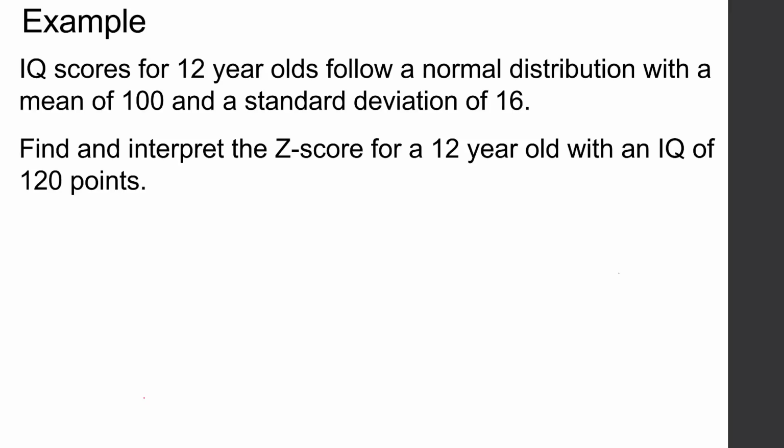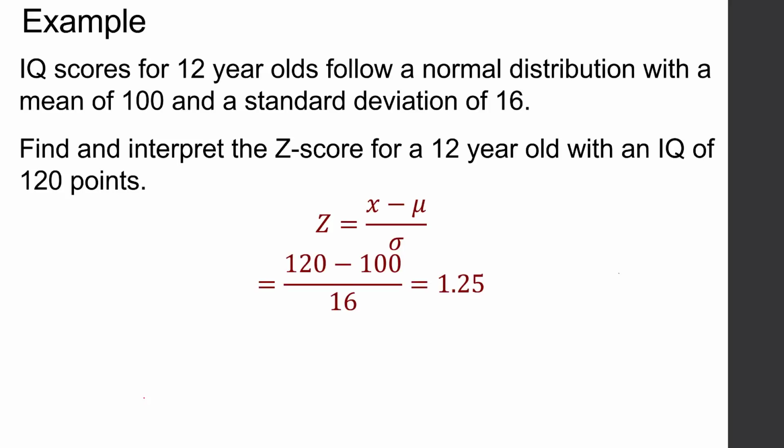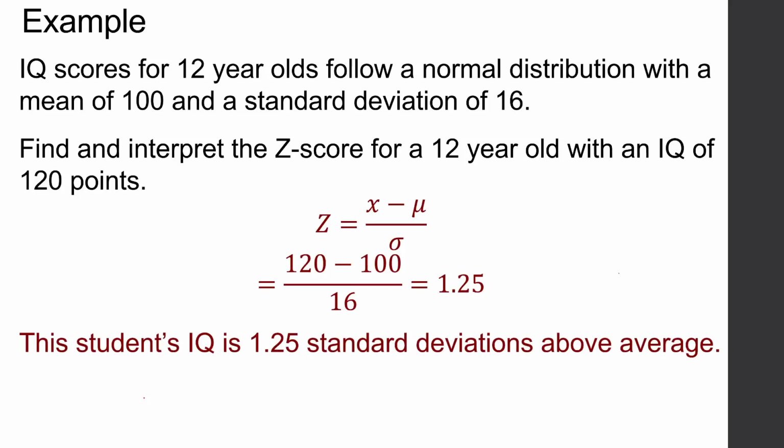For example, let's find and interpret the z-score for a 12-year-old with an IQ of 120 points. So let's apply our formula. Z equals x minus mu over sigma. So what's our x that we want to standardize? That's the IQ of 120 points. The mean is 100 and the standard deviation is 16, so we just plug those values into our formula and we get 1.25. Now how do we interpret that? That means that an IQ of 120 is 1.25 standard deviations above average. It's a positive number, so it's an above average IQ.